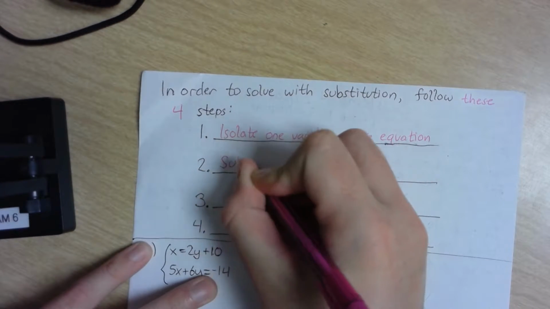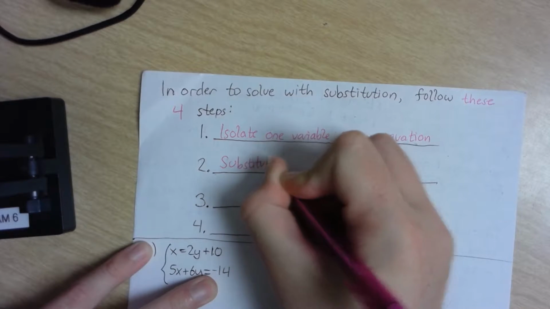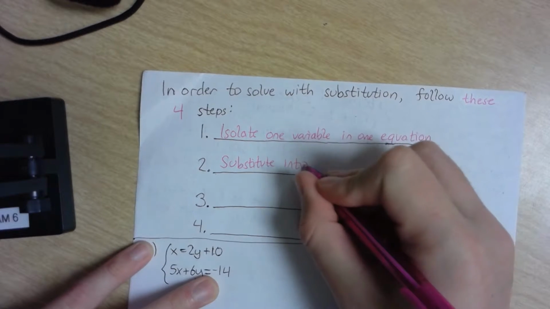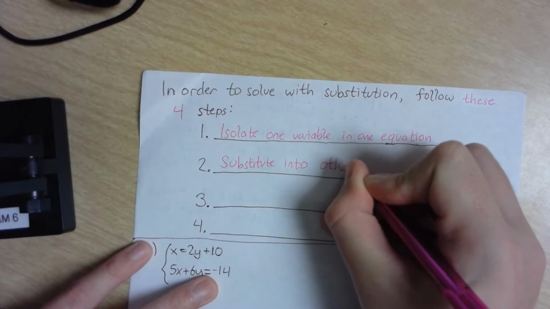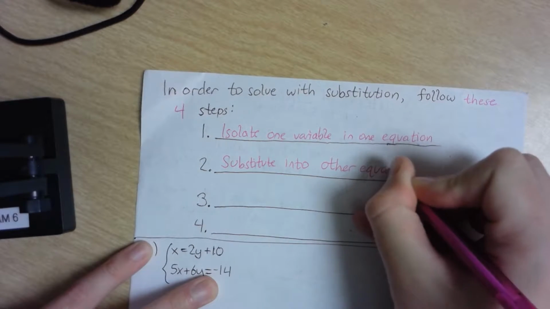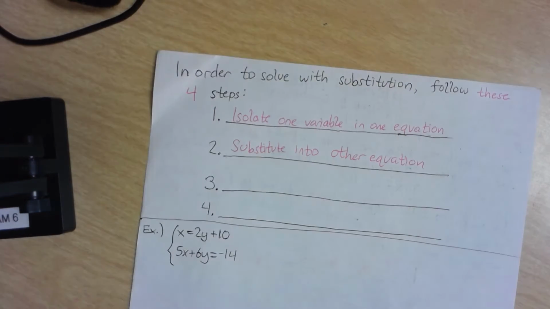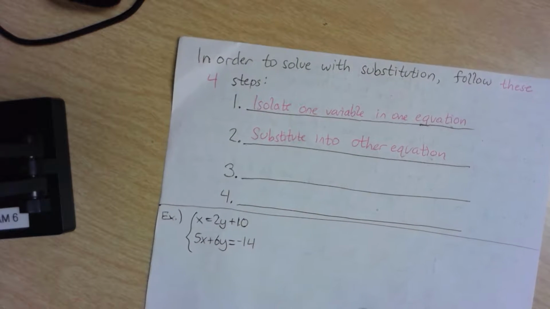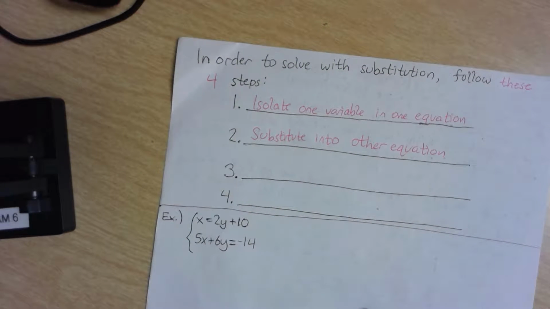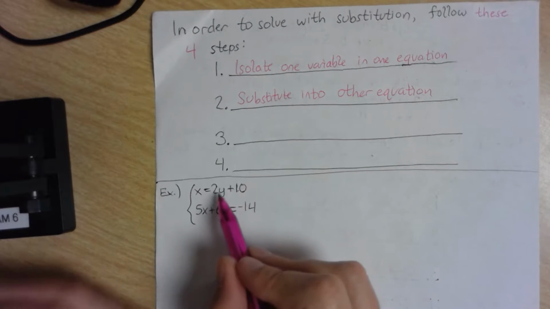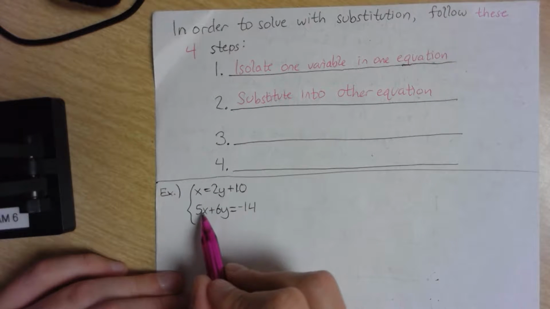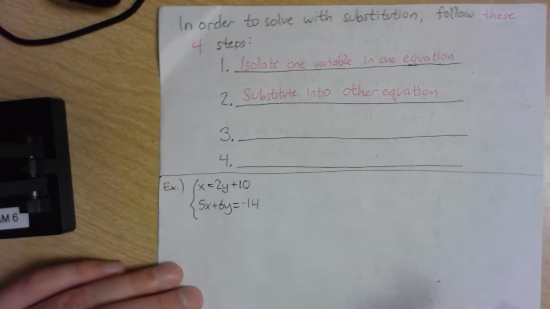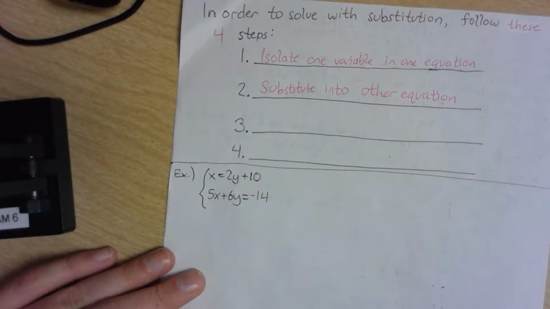Step 2: substitute into the other equation. So we're going to take what x equals, that 2y plus 10. It's the same problem right here. We're going to take this and plug it in for x in our other equation. Okay?